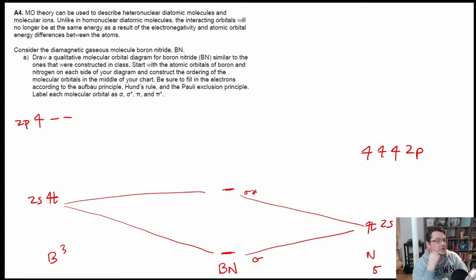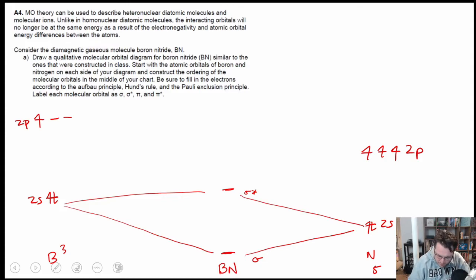If you had something like NF, that would follow the ordering for nitrogen in those cases, because the 2s and the 2p on that nitrogen can still interact and do the weird mixing with the 2p orbital on the fluorine or the oxygen in those cases.